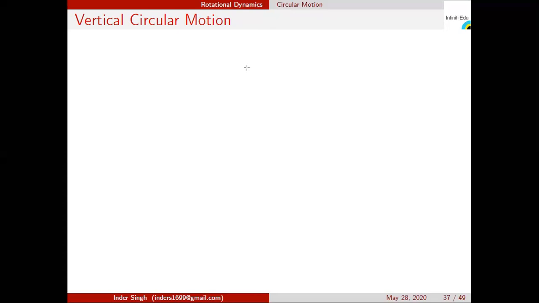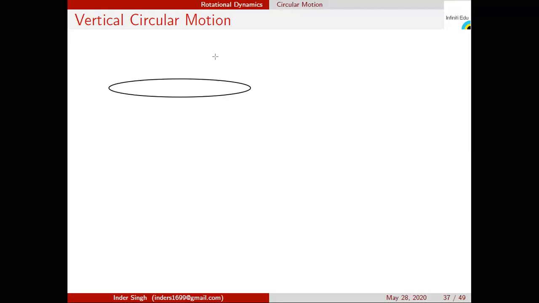What is the difference between vertical circular motion and horizontal circular motion? Horizontal circular motion means the circular motion taking place in a horizontal plane, while vertical circular motion means the circular motion taking place in a vertical plane. So what is the difference between them? The difference is the two quantities which are constant in horizontal circular motion, and that quantity is variable with vertical circular motion.